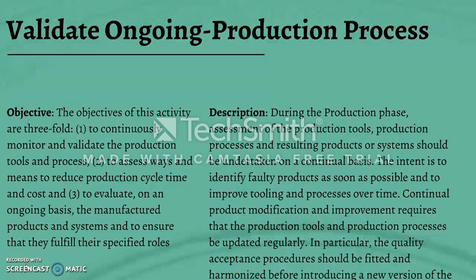Continual product modification and improvement requires that the production tools and production processes be updated regularly. In particular, the quality acceptance procedure should be fitted and harmonized before introducing a new version of the product into production.